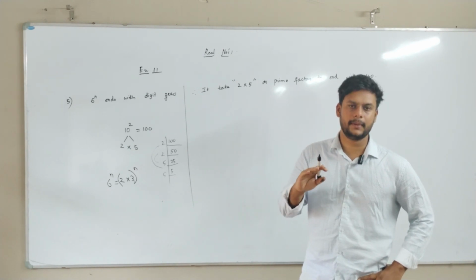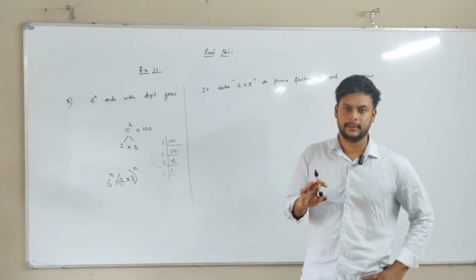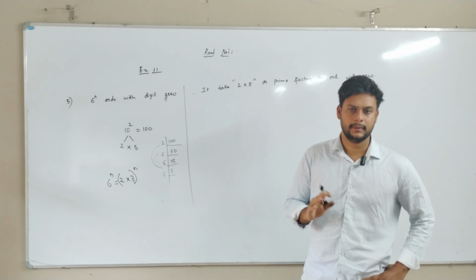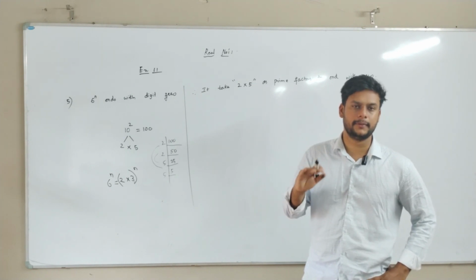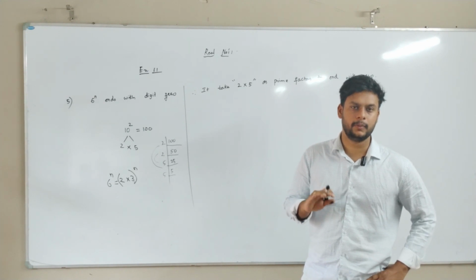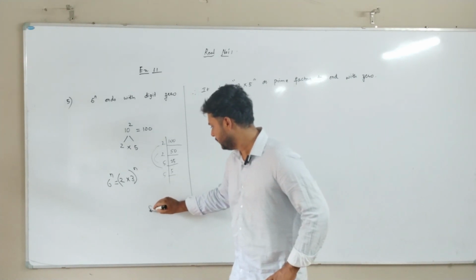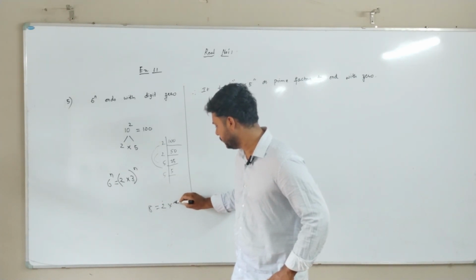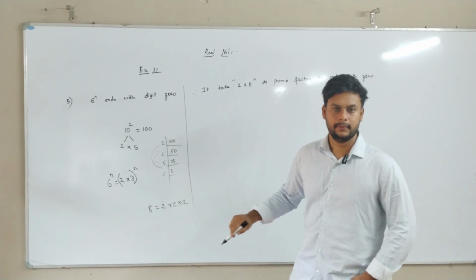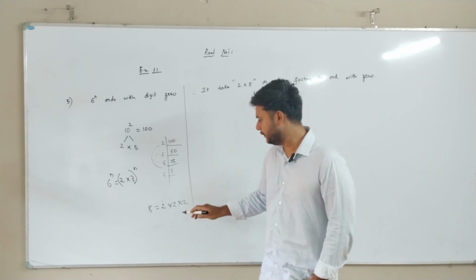Now, can 8 power n end with 0? Think. What are the prime factors of 8? 8 is 2 into 2 into 2. These are the prime factors. Will it end with 0? There is no possibility because 5 is not there.